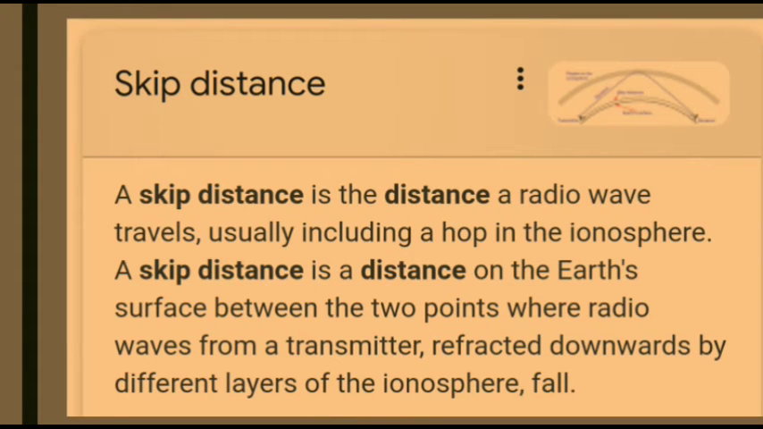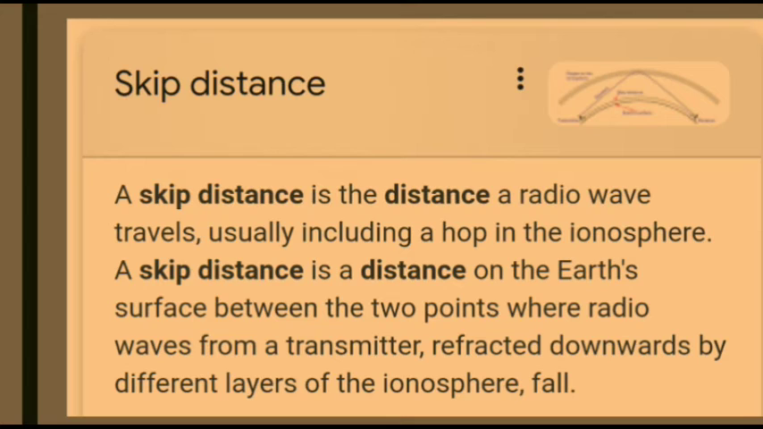In skywave propagation there are two important things. One is skip distance. The skip distance is the distance a radio wave travels, usually including a hop in the ionosphere. The skip distance is the distance on the Earth's surface between two points where the waves from a transmitter are refracted downwards by different layers of the ionospheric medium, the ionosphere, and then fall. Yes, this is the skip distance.